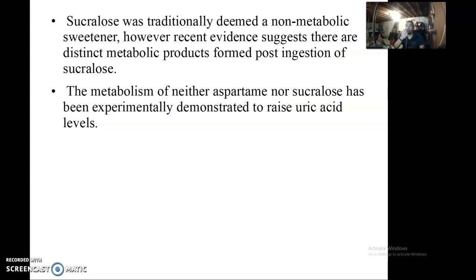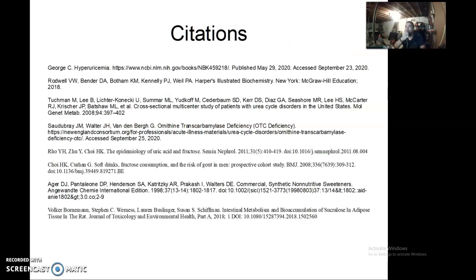But that is to say that the metabolism of neither aspartame nor sucralose has been experimentally demonstrated to raise uric acid levels, thus no increase in gout symptoms. Citations are here. They're also in my paper that I'll be submitting along with this.